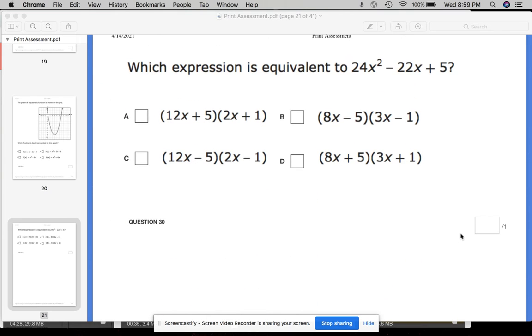Question 29. Which expression is equivalent to 24x exponent 2 minus 22x plus 5? A. (12x plus 5)(2x plus 1). B. (8x minus 5)(3x minus 1). C. (12x minus 5)(2x minus 1). D. (8x plus 5)(3x plus 1).